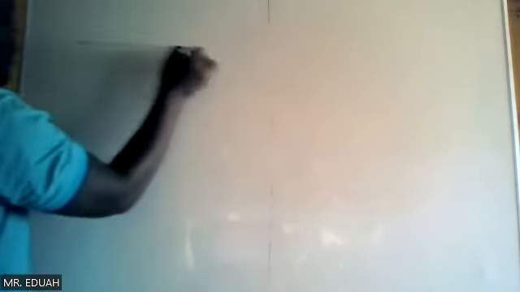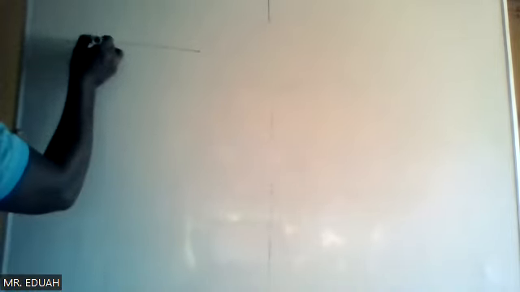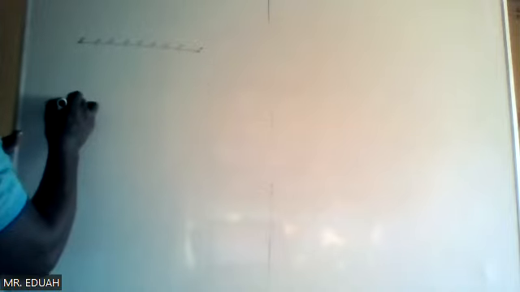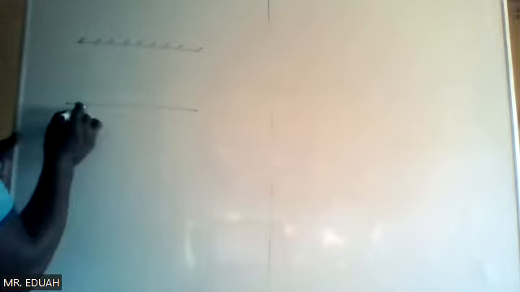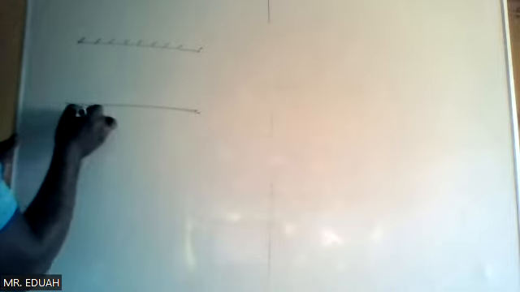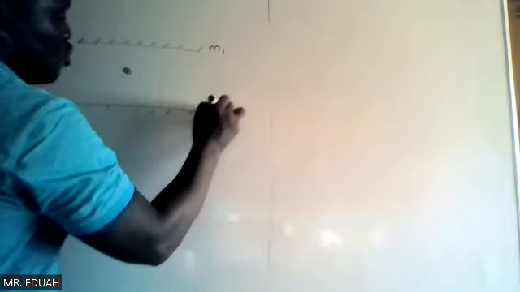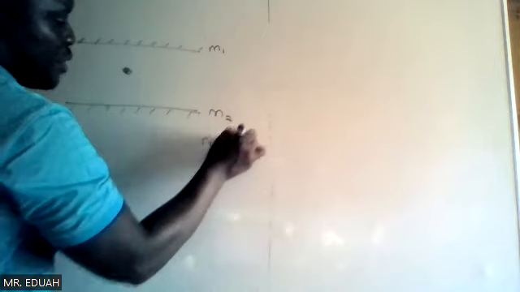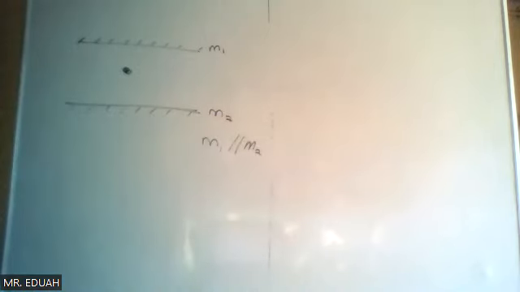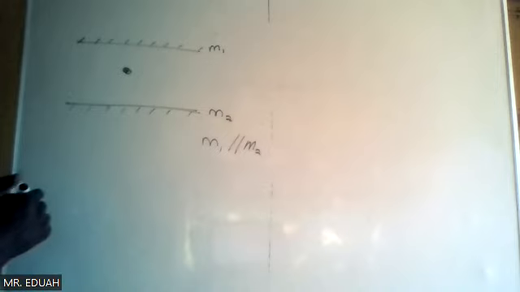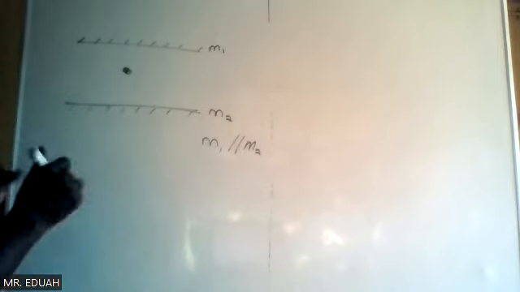I'm talking about a mirror, one here, and another one here. And then there's an object here. Here, M1 and M2. M1 is parallel to M2. If you have this, you cannot count the number of images formed. Okay, so the number of images formed by two plane mirrors, just two.